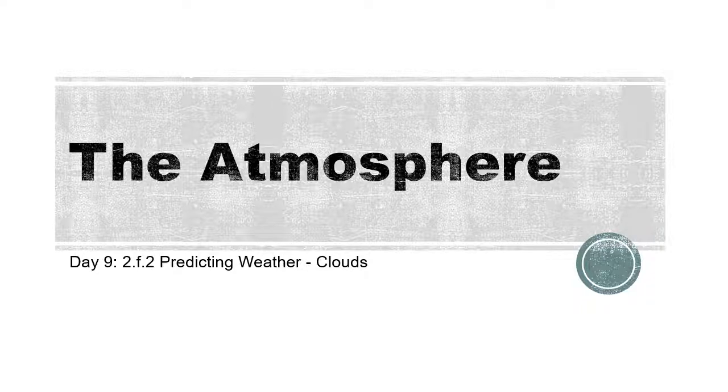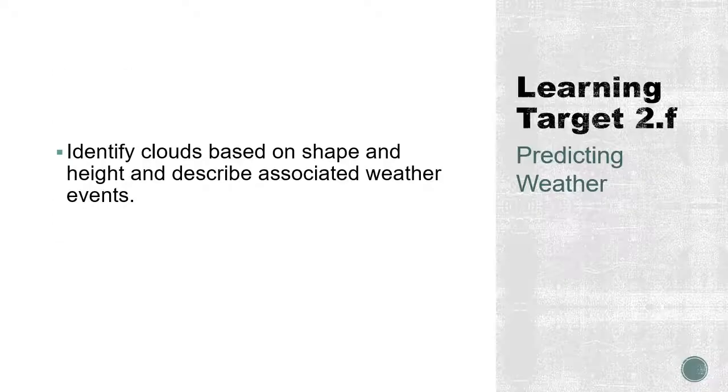All right, Unit 2, the atmosphere. This is for day 9 of class. Predicting weather and our clouds. For learning target 2.f, this is going to be where we identify clouds based on shape and height and describe our associated weather events.